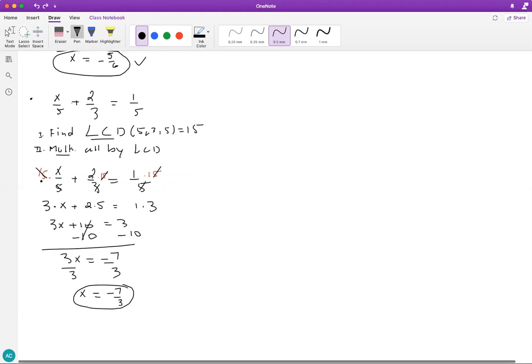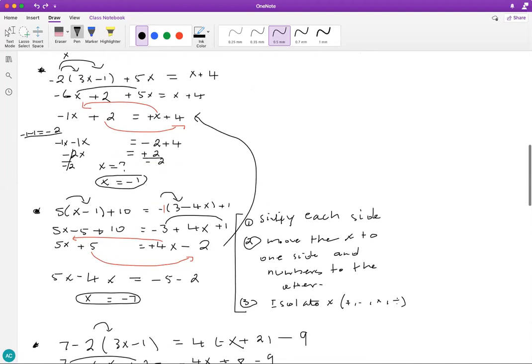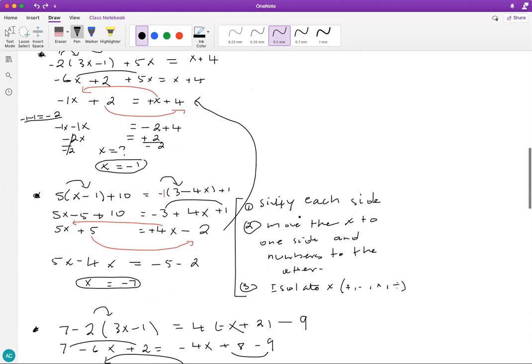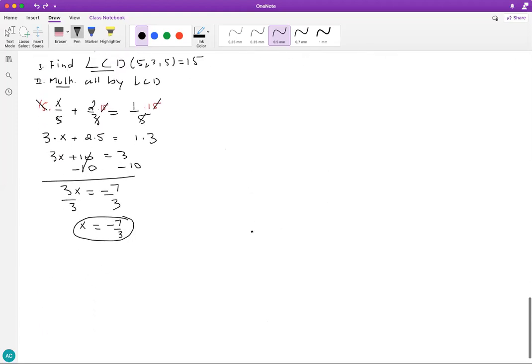Once you find that LCD, just write it next to each fraction. And before multiplying, just divide. 15 by 5 is 3. 15 by 3 is 5. 15 by 5 is 3, and so on. Once you do that step, you clear all the fractions at the same time. So the equation becomes much easier with no fractions. And then you follow the same steps we learned earlier, these three main steps to solve any type of equation. But before you follow these, make sure you clear all the fractions you may have. Okay, any questions, everybody?